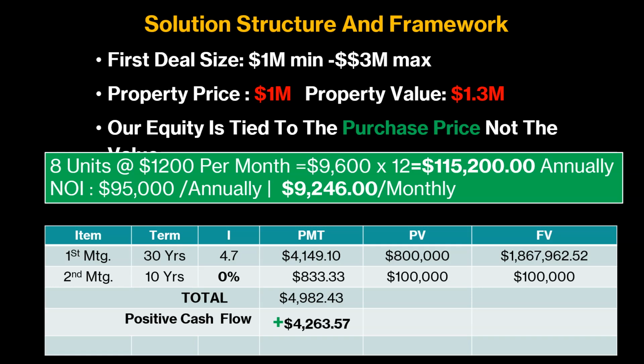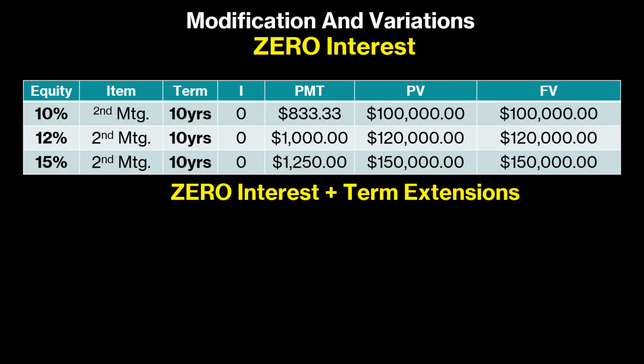Total cash flow, debt service is $4,984 a month. The total income from the property is $9,246 a month, and that gives him a positive cash flow of $4,263 per month as long as he owns his property, and the numbers only increase. You got that? That's financing 101. All right. Now, let's look at these numbers a little closer. Playing with just the numbers.